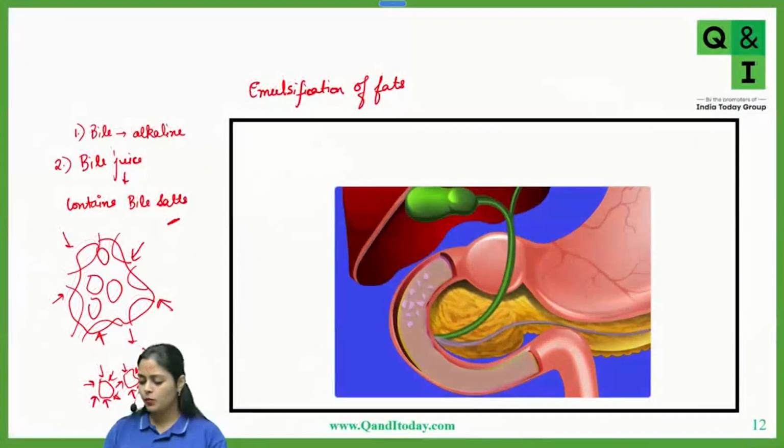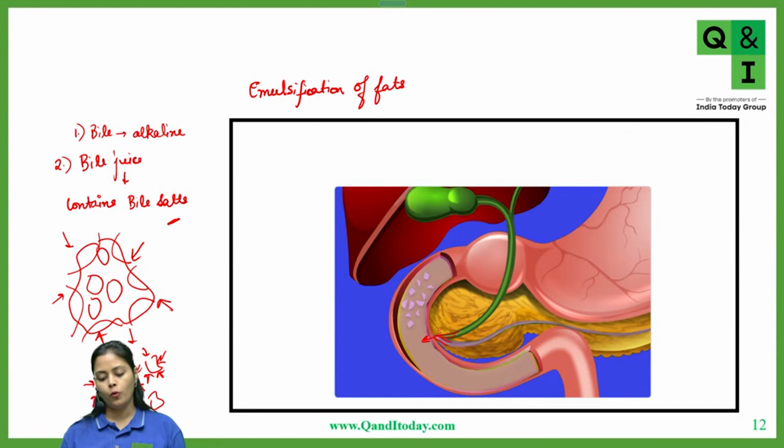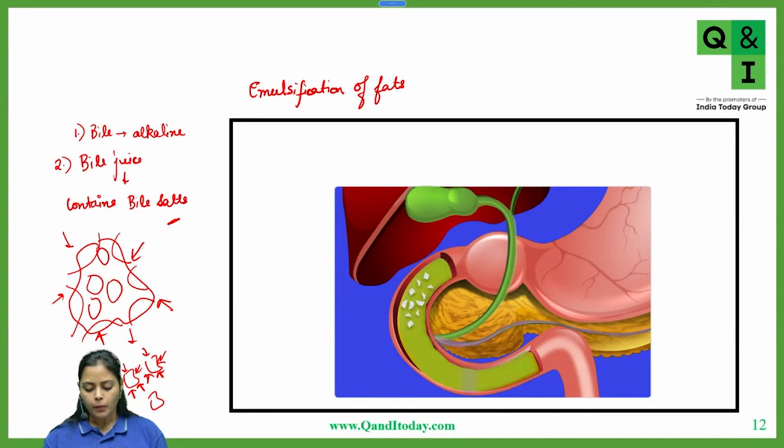Now what happens particularly is that the bile and the pancreatic juice enter through a common duct into the intestine. So you can see the action of bile juice and pancreatic juice occurring at the same time. Both pancreatic juice and bile juice are entering the duodenum through a common duct.